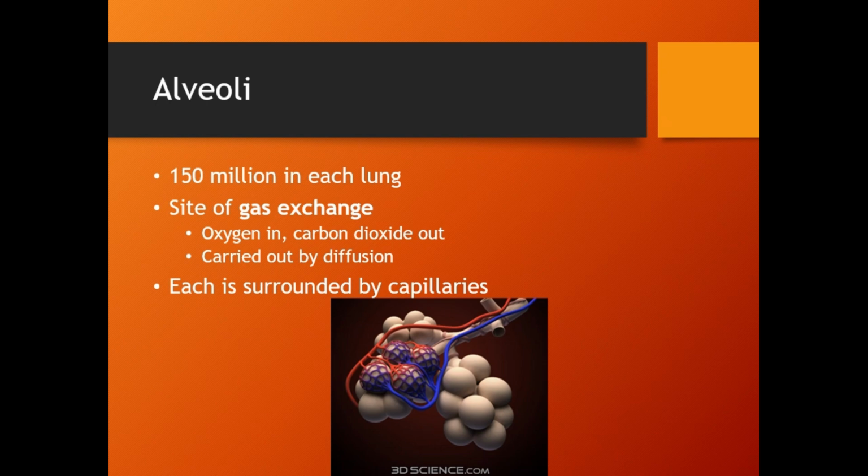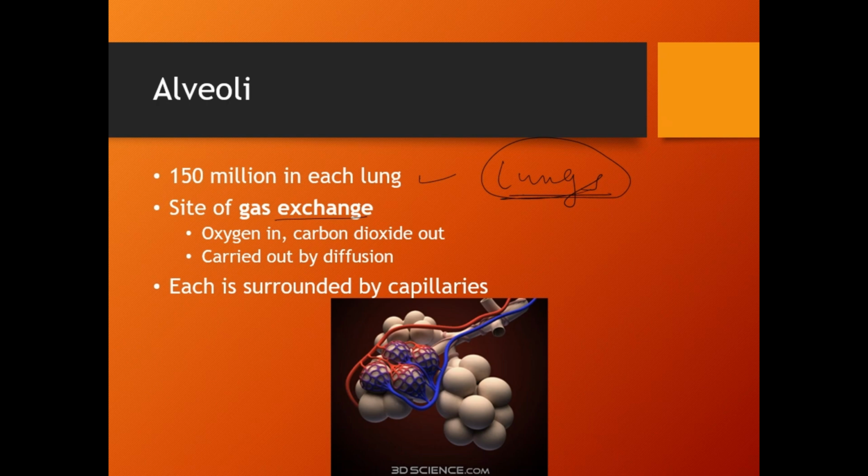So alveoli, as we read, number 150 million in each lung. That is the main site of gas exchange. The main site of gas exchange is the lungs. Only in the lungs does gas exchange take place. Now in the lungs, the prominent location where the gas exchange takes place is the alveoli.